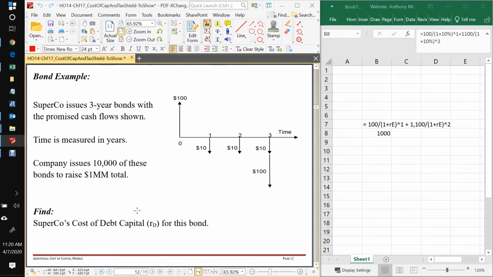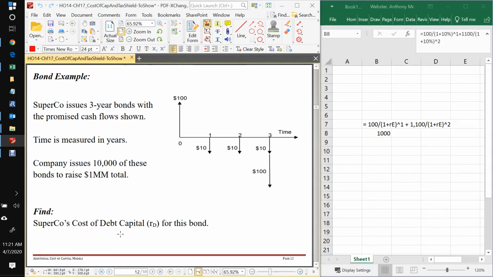So let's look at a bond example. Let's say Superco here issues some 3-year bonds with the promised cash flows shown. So they're going to get 100 for each bond, and in return, they're going to give $10 interest, $10 rent on that $100 for 3 years. And at the end of the 3 years, they're going to pay back that principal amount. The company is issuing 10,000 of these, so they get $1 million total. Okay, hooray for them. That's great.